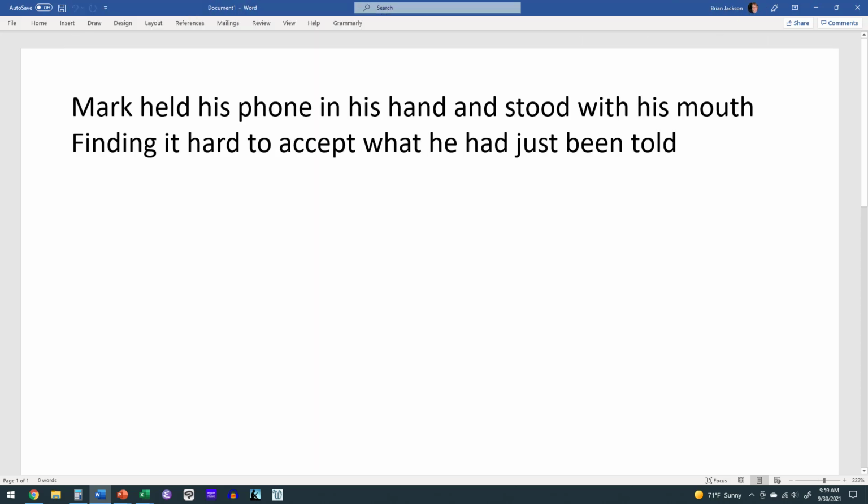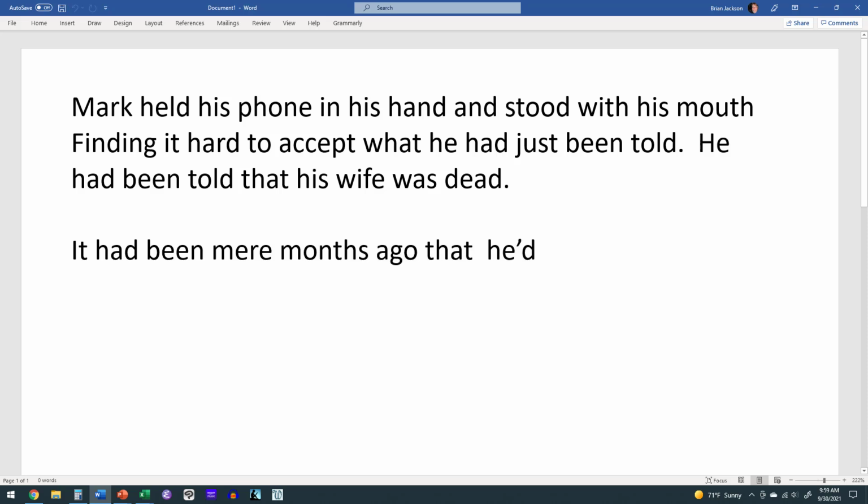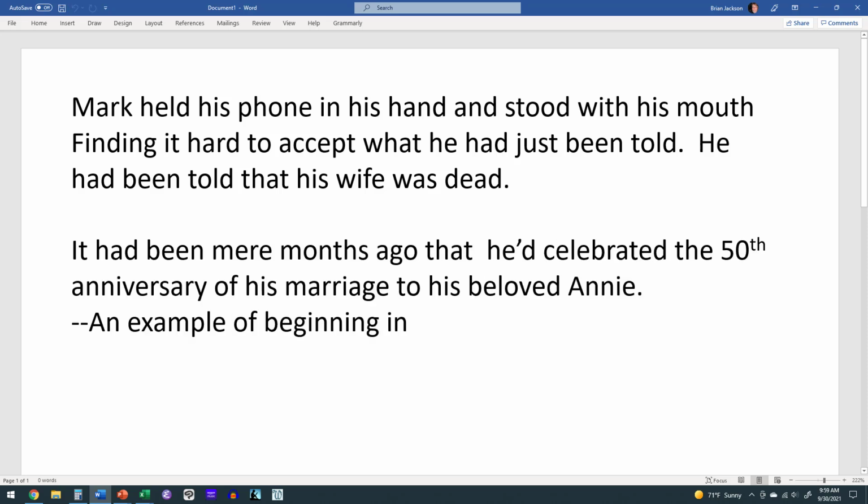"Mark held his phone in his hand and stood with his mouth open, finding it hard to accept what he had just been told. He had been told that his wife was dead. It had been mere months ago that he'd celebrated his 50th anniversary of his marriage to his beloved Annie." So here, you're opening with the most dramatic part of the story.